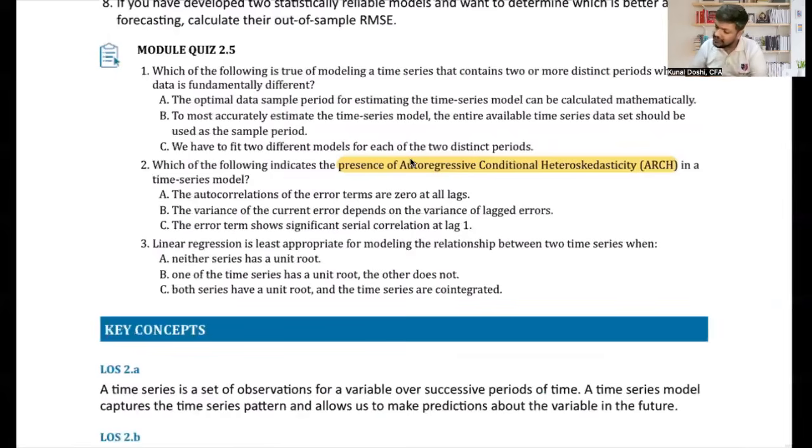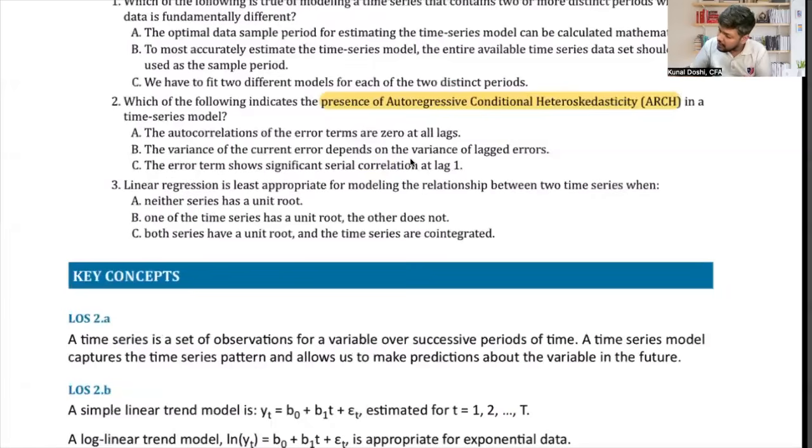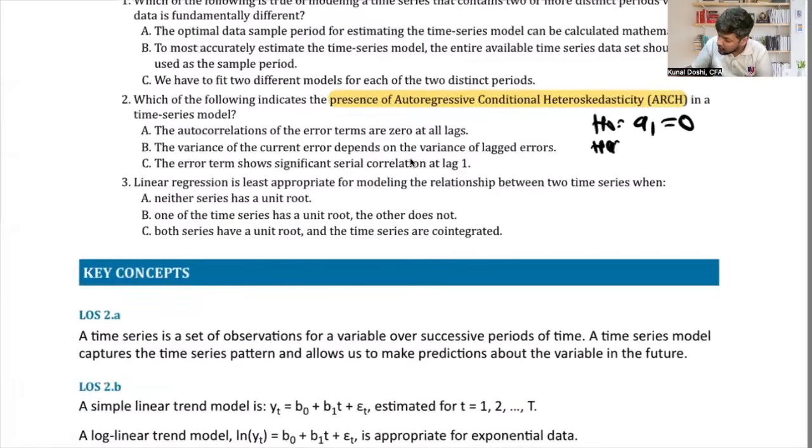The autocorrelation of the AR terms are 0 at all lags. See if it is 0. 0 means no autocorrelation, no ARCH. If it is not equal to 0, yes. So remember, null is that A1 equals 0. The alternate is not equal to 0. If it is not equal to 0 means there is a relationship. So then it is ARCH. So if it is not equal to 0, then we said that there is a conditional heteroskedasticity.